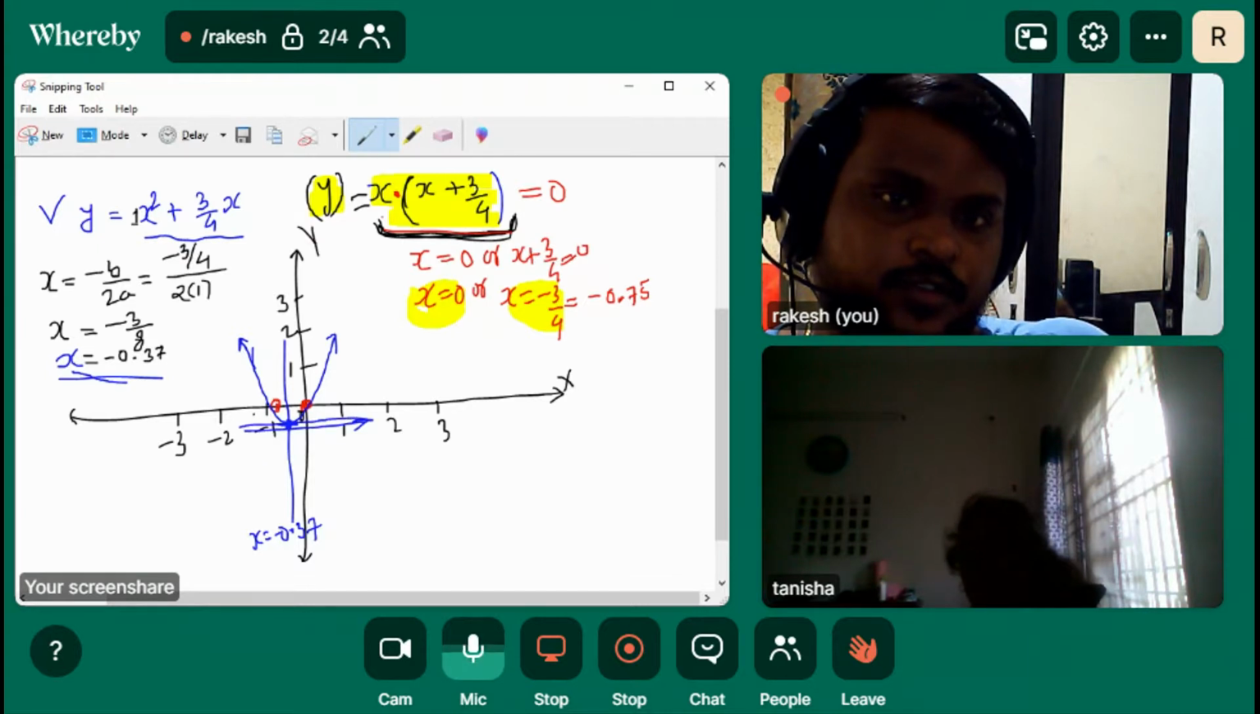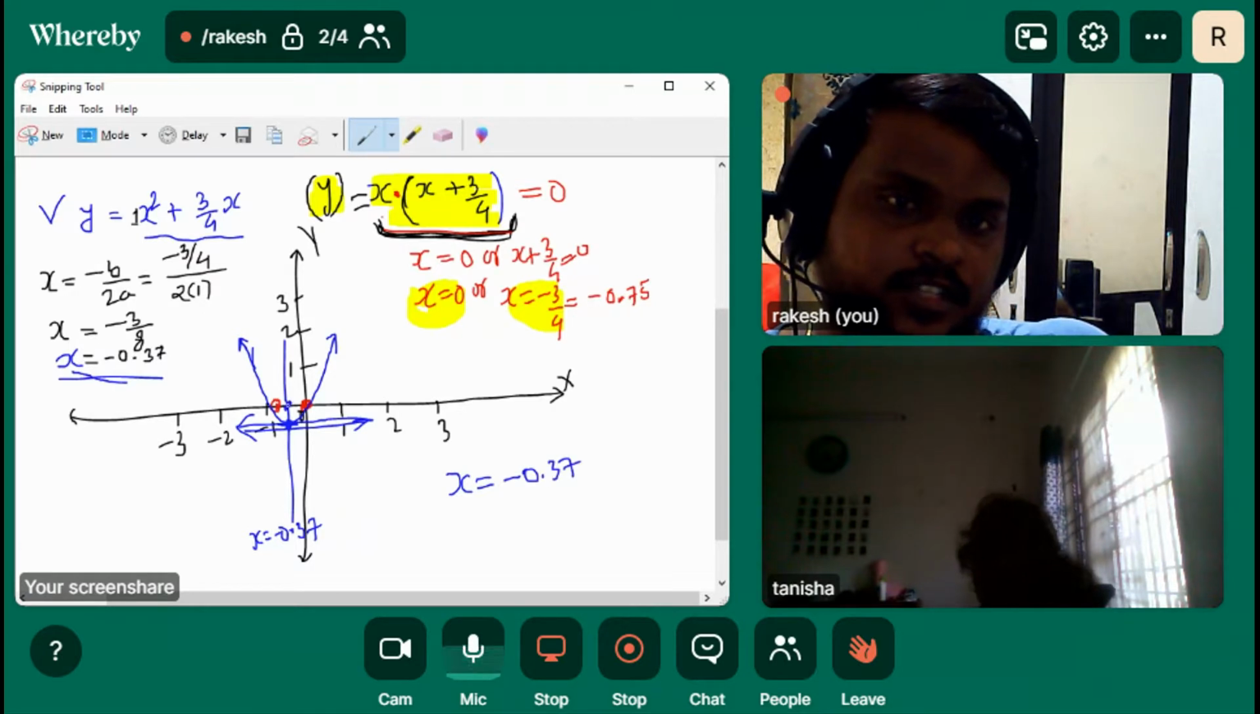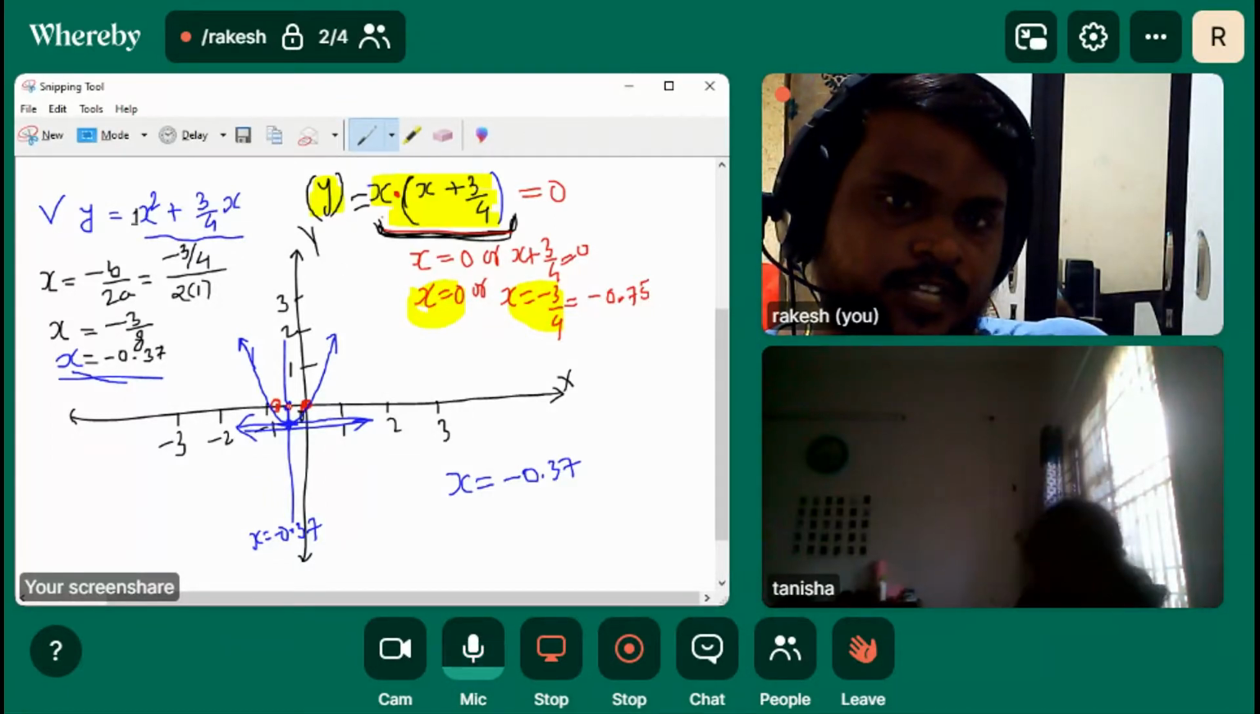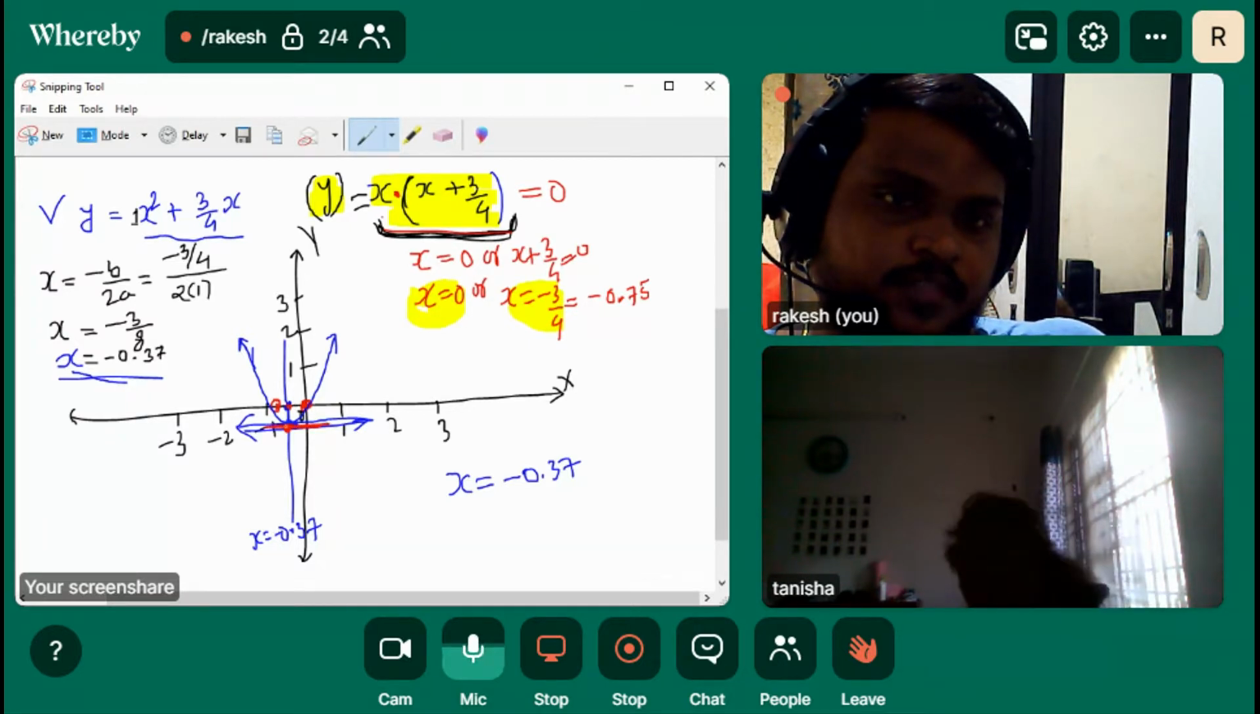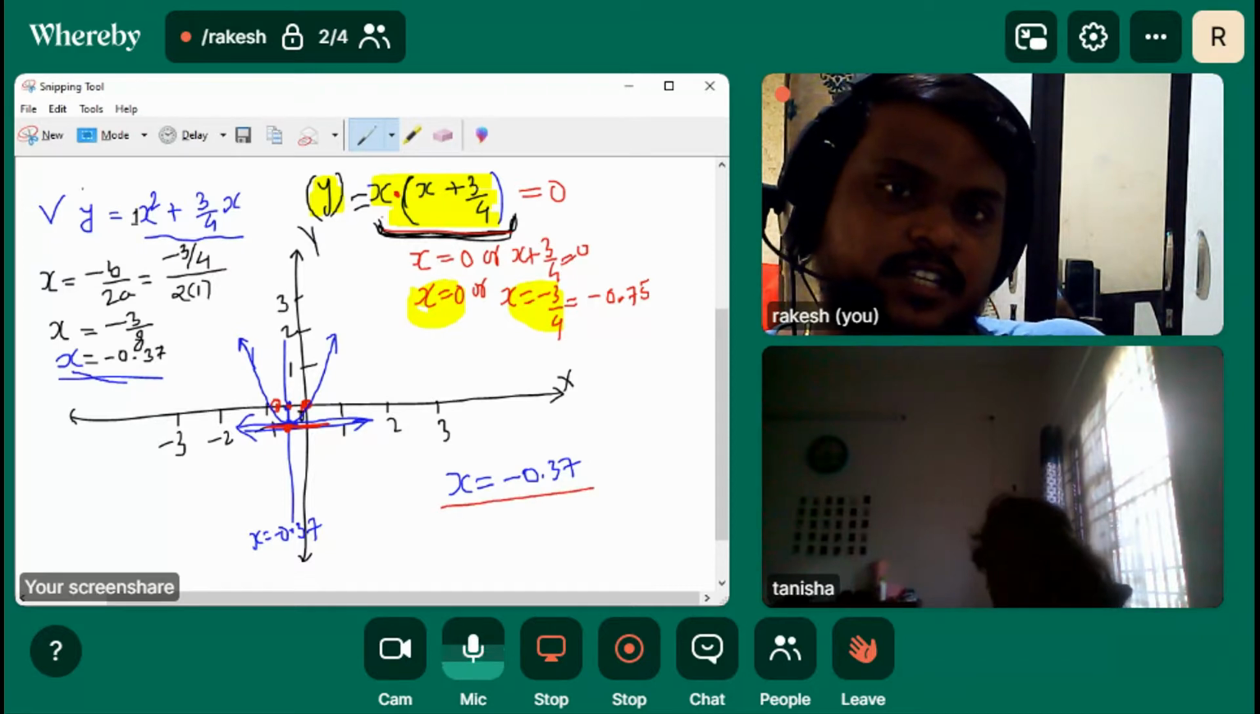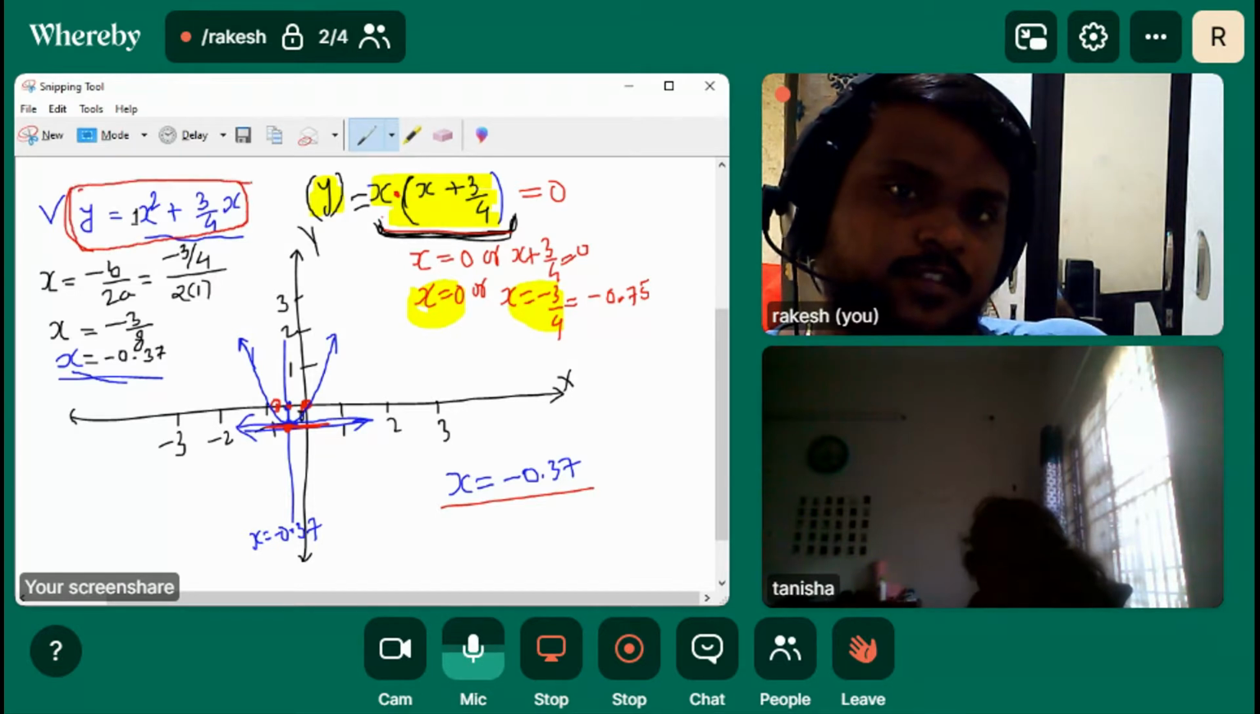Okay, so what is the minimum point here? When you plug x is equal to minus 0.37, this is the x value, it will give you the corresponding y value, right? We are looking for the corresponding y value for this point. So when we plug x is equal to minus 0.37 into this equation, we will get the corresponding y value, and that is your minimum point.